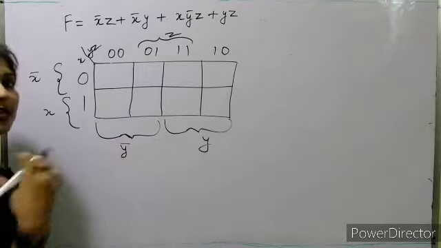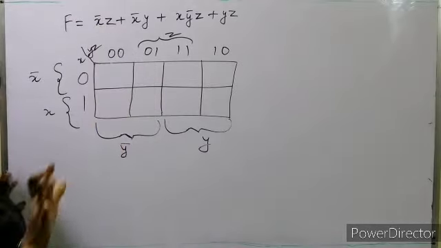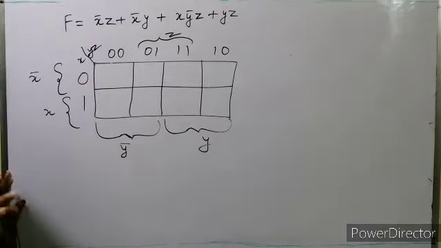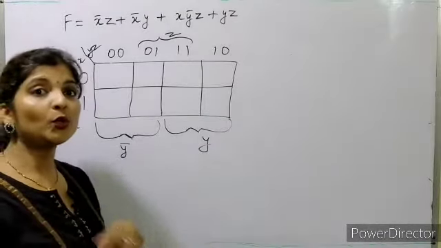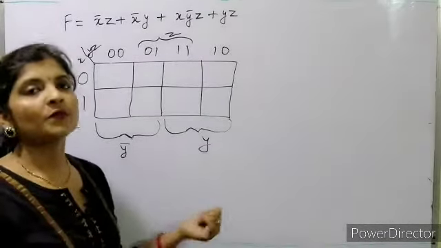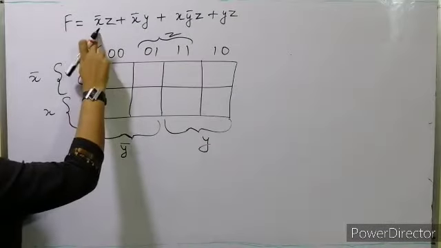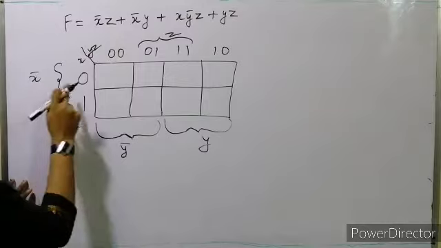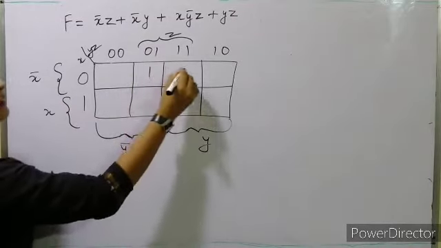I have done this to make you understand better. Okay, so x bar z, y is not given. So when one variable is missing, we have to take two squares at a time. So in both squares we have to write 1. Which squares? x bar z. So the x bar row and z, these two are for z. So we'll write here 1 1.